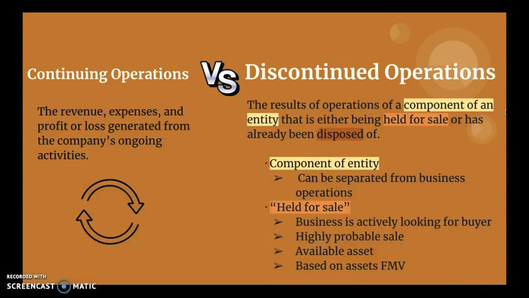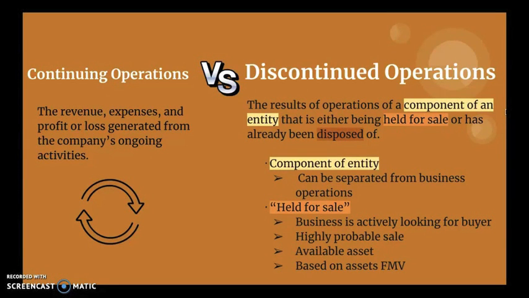First, let's examine the difference between continuing and discontinued operations. Continuing operations are the revenue, expenses, and profit or loss generated from the company's ongoing activities. Discontinued operations are the results of operations of a component of an entity that has either been disposed of or is being held for sale. A component of an entity is anything that can be separated from the business.